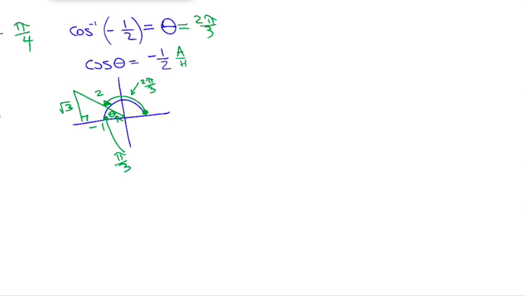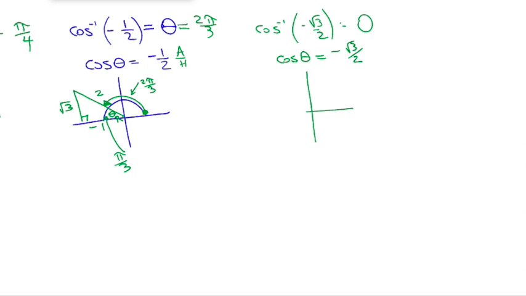How about cosine inverse of negative square root of 3 over 2? Is that equal to theta? Cosine inverse of negative square root of 3 over 2. So what's its alternate form? Cosine of theta equals negative square root of 3 over 2. What quadrant does it have to be in? The inverse function is second and first. It's got to be in the second.